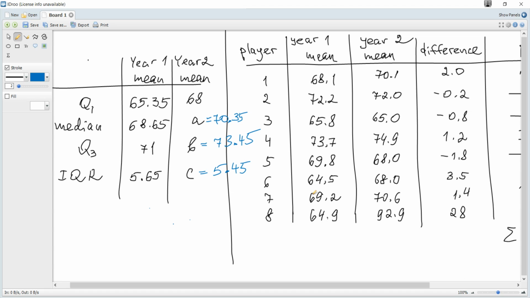Differences in players' averages are approximately normally distributed. It's a required assumption. Or you may say just normally distributed only, or differences are approximately normally distributed, or the individuals' changes or differences in players' averages are independent.